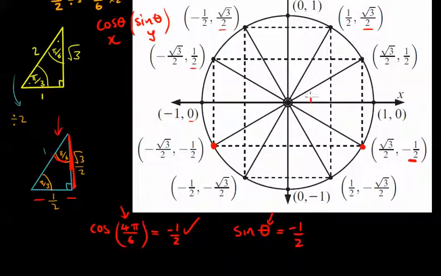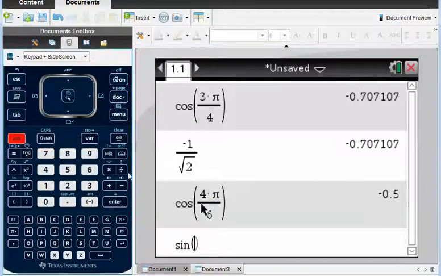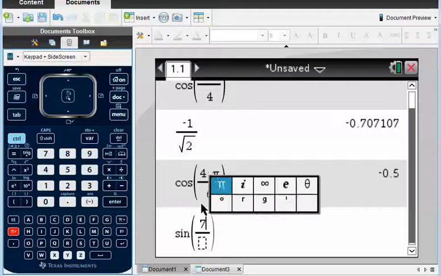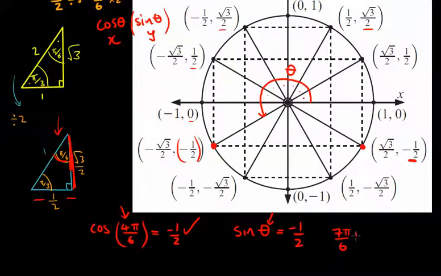So starting from the x-axis, going around in an anti-clockwise direction, that's your theta. There's one of them. We could have more than one answer. So what is that angle? That gives us sine of it equals minus a half. 1, 2, 3, 4, 5, 6, 7. All right, 7 pi over 6. If you check that out, let's just do it. Trig, and the fraction 7 pi over 6, get minus a half. There we go, that works.